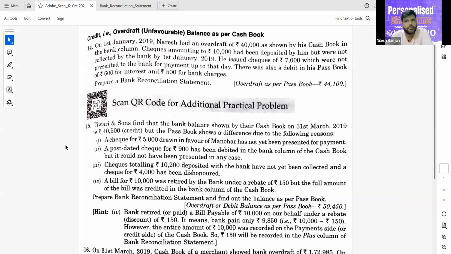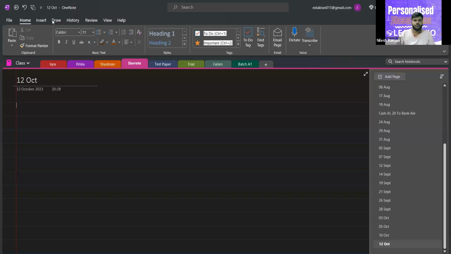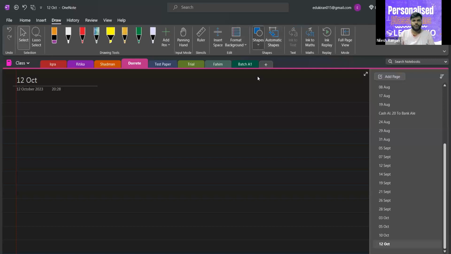Now, I have told you that there are two methods to prepare the question of overdraft balance or negative balance. Can you tell me the two methods, how we have to solve by these two methods? Don't remember. No, sir.